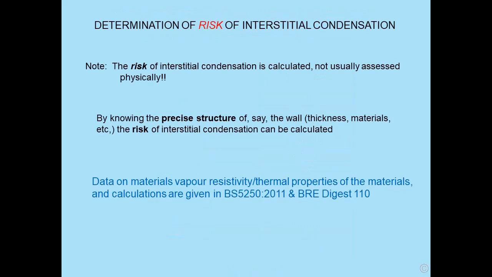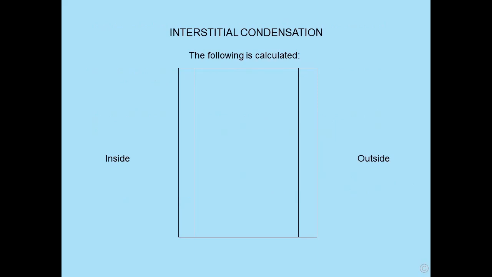Interstitial condensation is a risk, and that risk is determined. It's calculated and not assessed physically usually. By knowing the precise structure of, let's say, the wall, the thickness and the materials and so forth, the risk of interstitial condensation can be calculated. And indeed, data on the vapour resistivity is given in British Standard 5250 2011 and a Building Research Digest 110. So, how is the risk calculated?